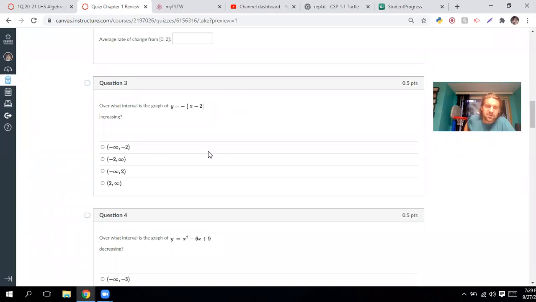On what interval is the graph of y equals negative absolute value of x minus 2 increasing? Well, if you weren't sure what this graph was, we could just put it into Desmos. Now, looking at parent functions, which is coming up next, we know that this is an absolute value function. So a couple things about this.